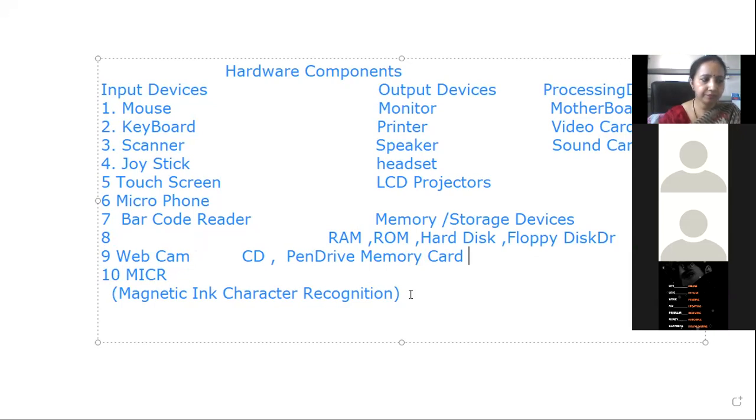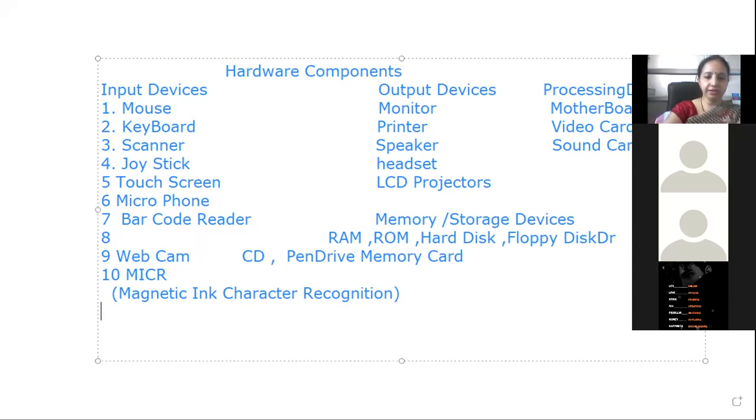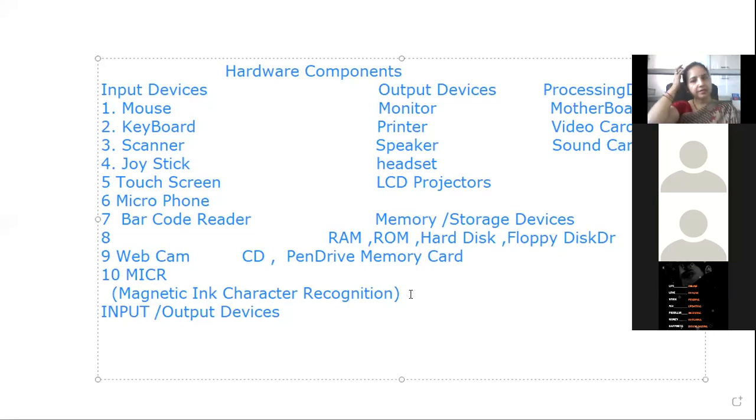There are also some devices that are called both input and output, do you know? Which is that? Either input or output, you can say anything. What is that? This device can function both as input as well as output. What is that? Projector. Have you listened to projector?